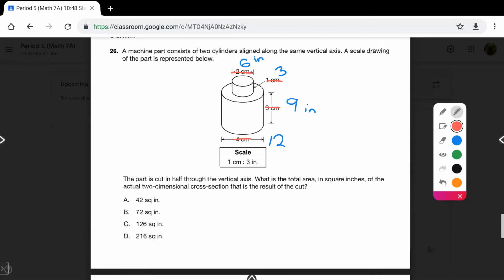Secondly, what the heck is this? Two-dimensional cross section. When I read this question, it's telling me that the part is cut in half through the vertical axis. So what that means is you are making a vertical cut. You are taking the shape and cutting it in half, going from top to bottom. Remember, there are 3 types of cuts in geometry. You got vertical cuts, horizontal cuts, and diagonal cuts. This one, we are cutting vertically. So that means we are taking a blade and slicing it right across there and straight down.